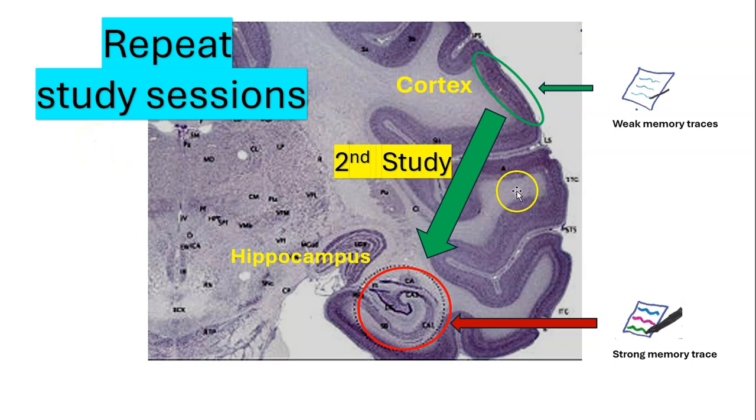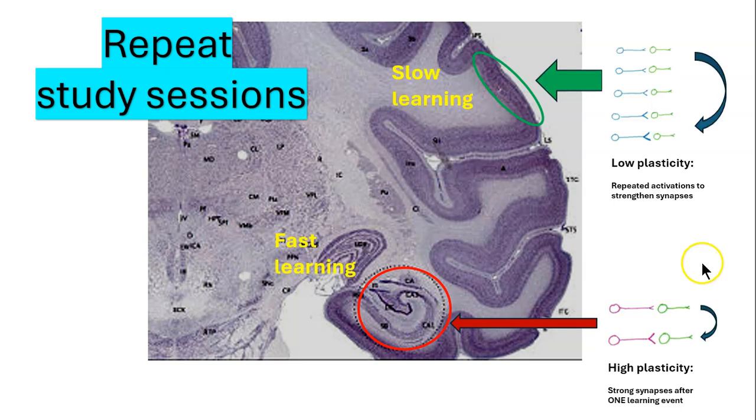Well, what's going to happen when we sit down for a second study session? We're going to be activating those same cortical memory traces that represent the learning from the first study session, but we still had relatively weak memory traces because we only studied once, only went to sleep once. But we're going to reactivate them and make a fresh hippocampal memory trace in that second study session.